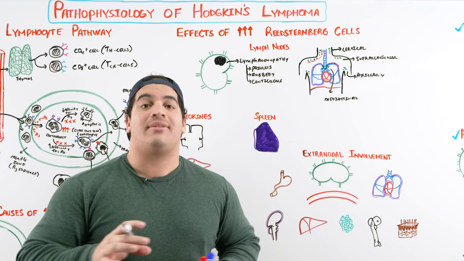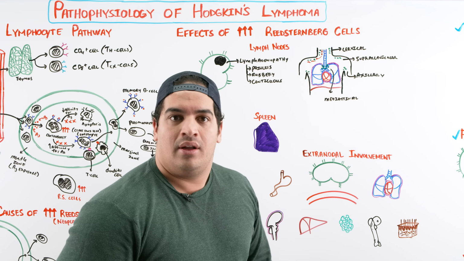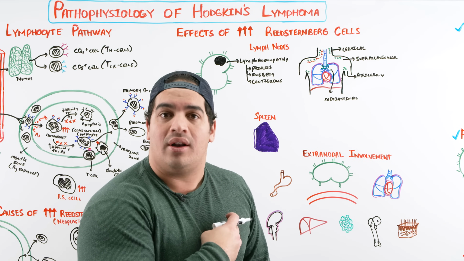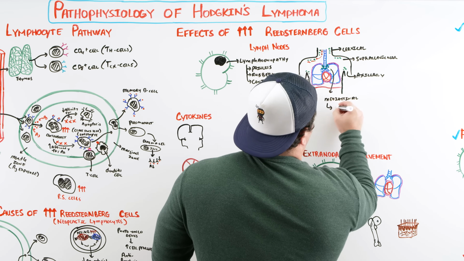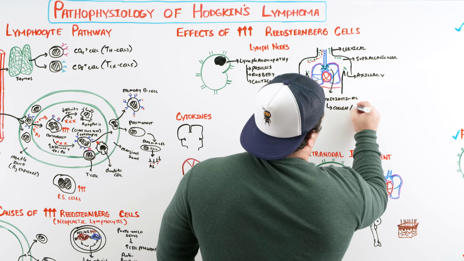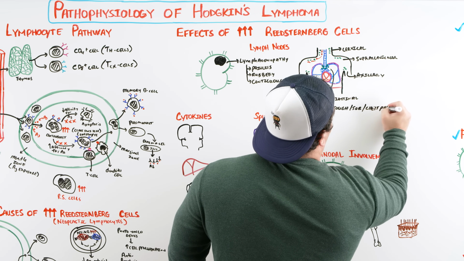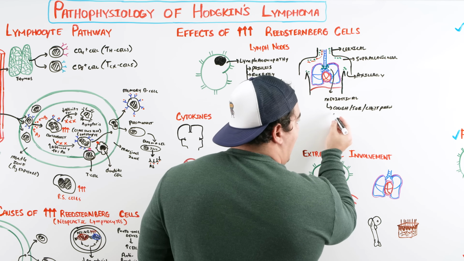And it can present a lot of different ways. So think about it. It's in the proximity of a lot of different structures here. So it can definitely cause irritation or compression of structures like the heart, the lungs, or the superior vena cava. So watch out for things like cough and shortness of breath and chest pain. And the reason why is this may be compressing on nearby structures.